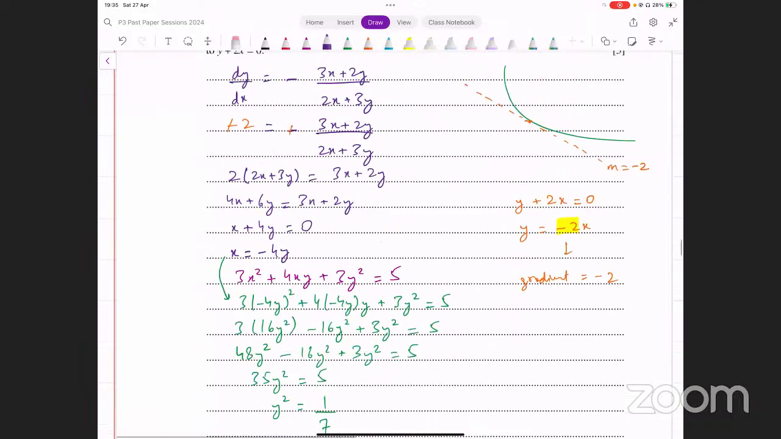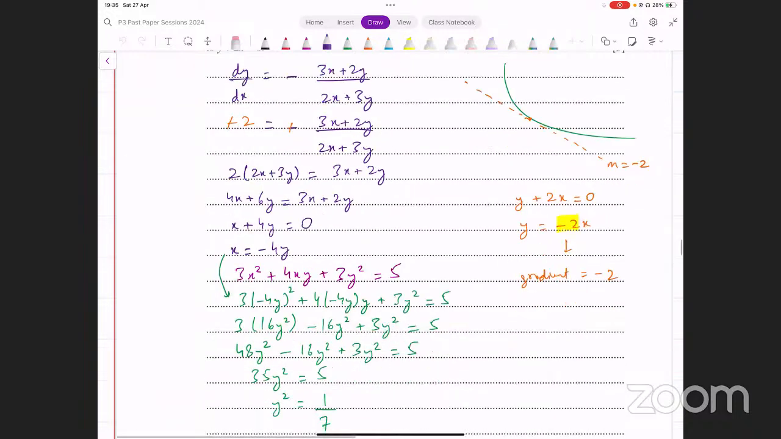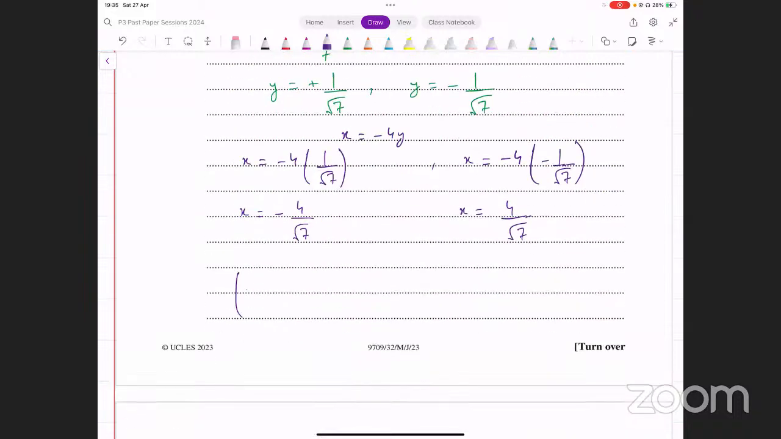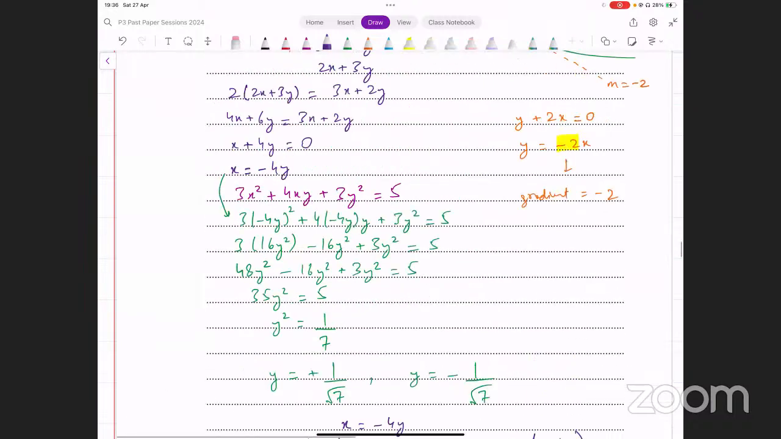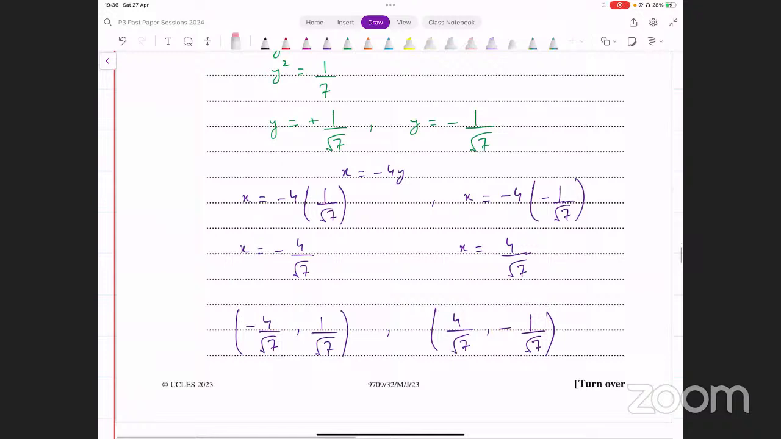They were asking for the exact coordinates of the point. So what are the coordinates of these 2 points? The coordinates of the 2 points turn out to be -4 over under root 7 and 1 over under root 7, and the other point turns out to be 4 over under root 7 and -1 over under root 7. Remember, they wanted exact values. They wanted exact coordinates, so you can't write decimals here. You have to leave it in exact form. And that's what you get at the end. All right, makes sense? That was question number 7.